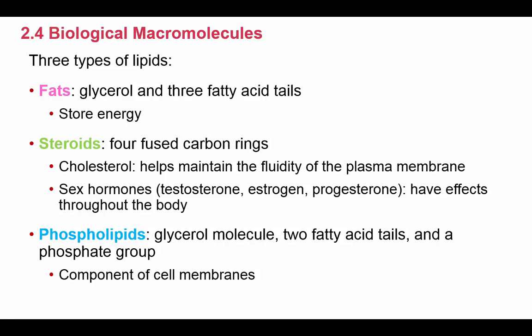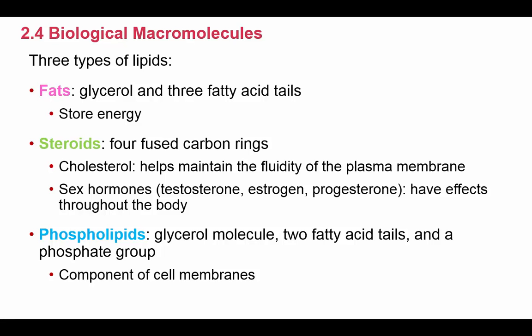Another example of lipids would be steroids. Steroids are made of carbon rings, 4 of them that have been fused together. Examples of steroids in living things, now, these are not the illegal steroids that are used in athletics, but these would be things like cholesterol and the sex hormones. We know cholesterol helps to strengthen the plasma membrane, maintain its fluidity. We know sex hormones like testosterone and estrogen and progesterone have very important effects on males and females.